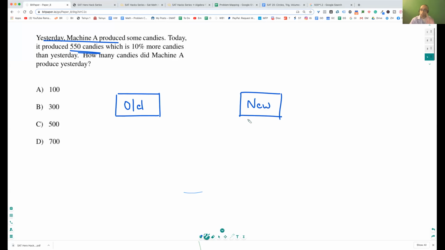Now, here's the way the SAT is going to trick you. Well done, Alex. Yes, well done. So the old value has increased by 10%. Remember, this old value is yesterday's price, and this is today's price. So now what do you got to do? Today you're given 550 candies, and yesterday was the old price.